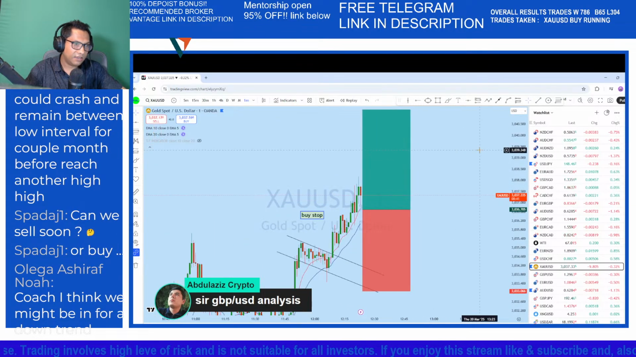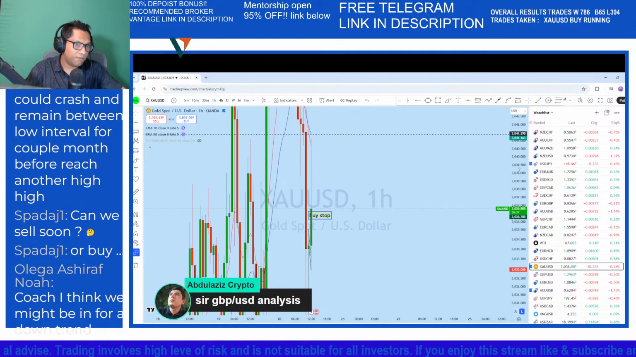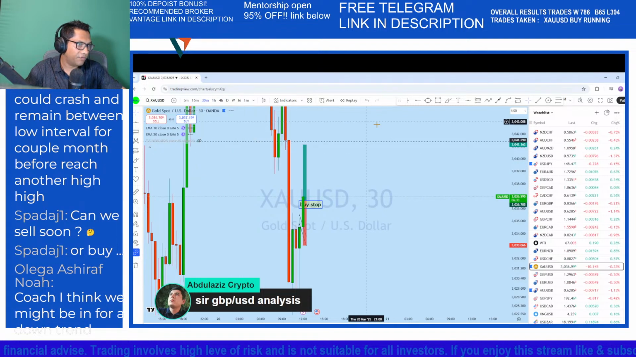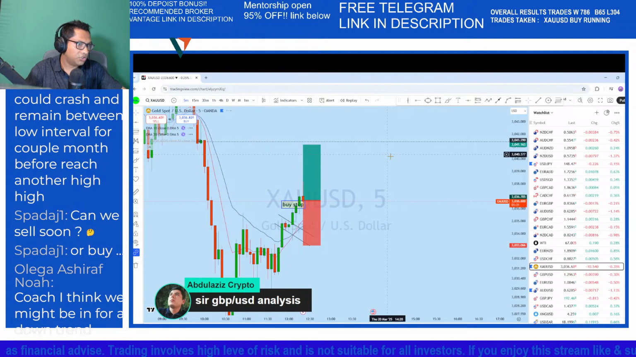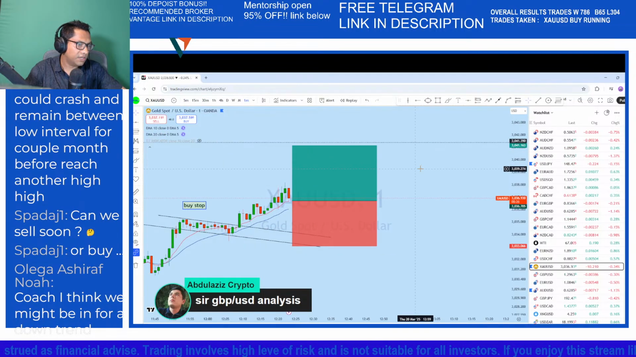Patience is key, guys. Keep in mind that risk management is also very important. If you are not doing risk management, it might be very difficult for you to become profitable over the long term. So make sure you do risk management. Always trade with proper risk management.